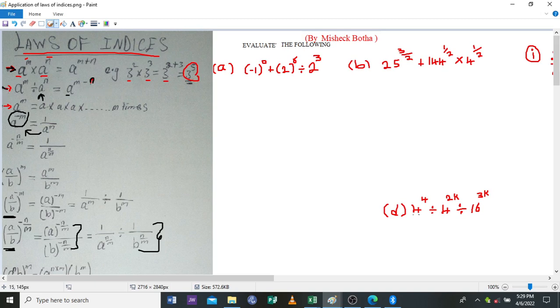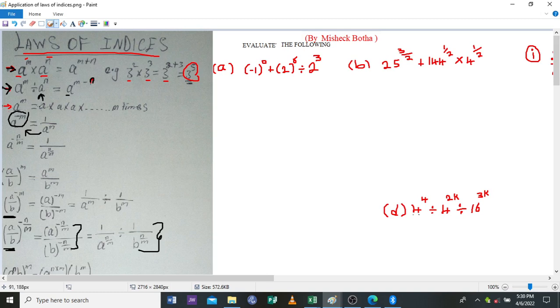Now, law number 2, we look at division. When we divide two numbers written in index form, we subtract the powers. If we have a to the power m divided by a to the power n, this is equal to getting one base a, then you subtract the powers, that is m minus n. Then we have a to the power m minus n.